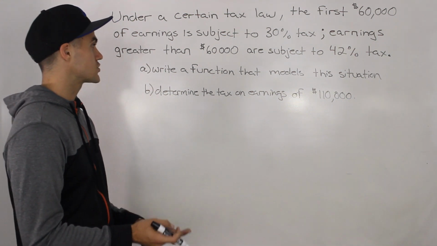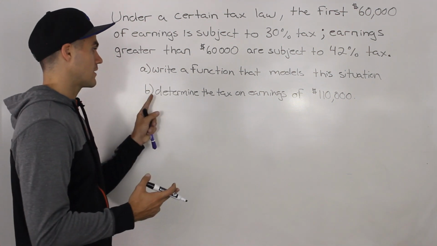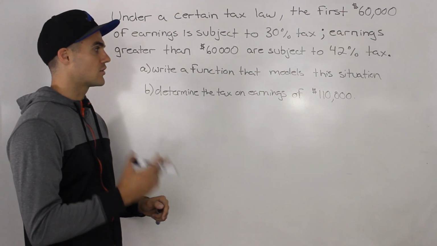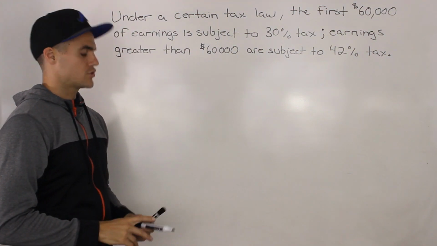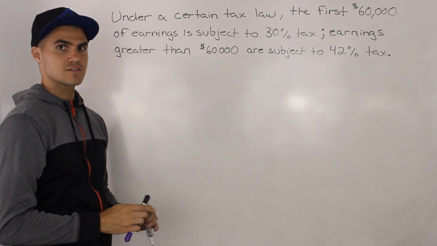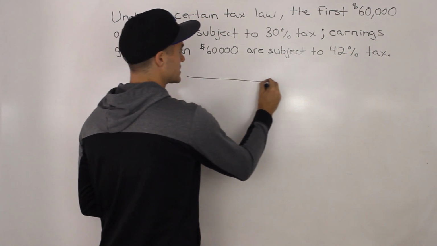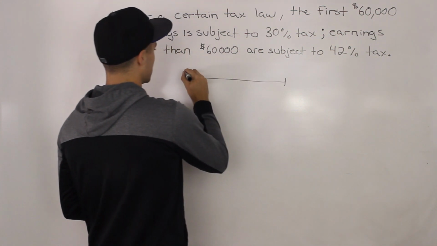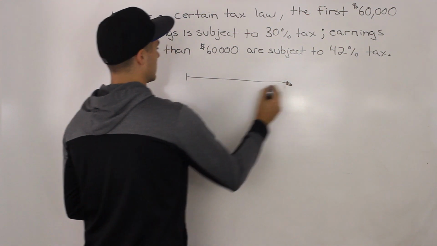And there's two parts to the question. Part A, we have to write a function that models this situation. And then part B, we have to determine the tax on earnings of $110,000. So to make a function for this situation, let's first show what's going on in a diagram, just so we can maybe visually see it better. So there's actually no limit here. This keeps going on forever.